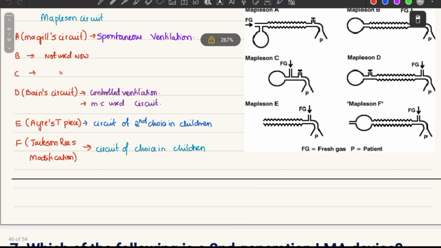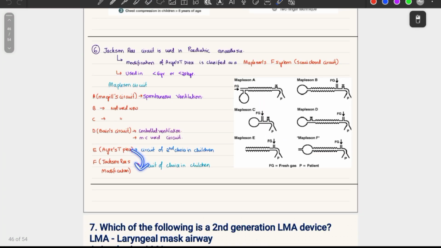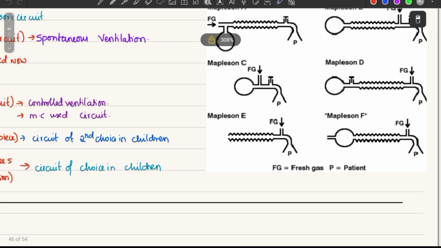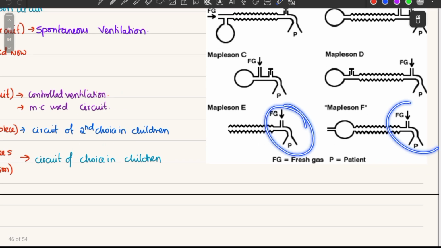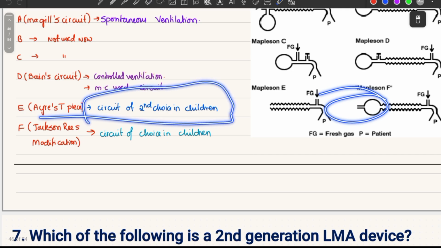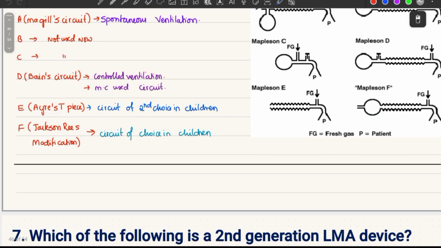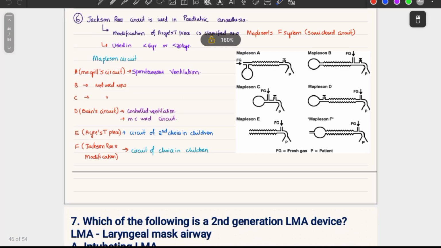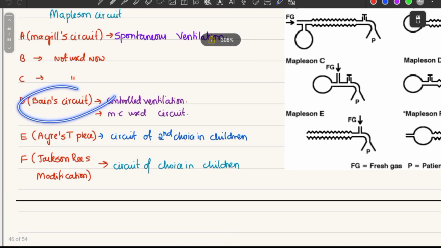Whereas E is the Ayre's T piece. Jackson Rees is the modified version of this Ayre's T piece. Here this much is the same, but here again there is one balloon. This Ayre's T piece is the second choice for children, whereas Jackson Rees is the first choice. I feel you have seen the Bain circuit in the anesthesia posting.